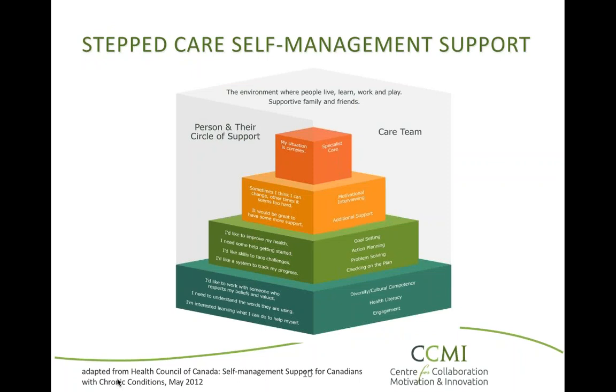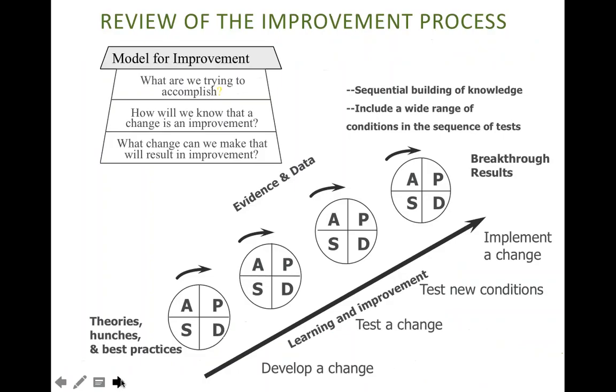This is the model that I just mentioned. As discussed in previous webinars, self-management support can be stepped up to meet people's needs. As you go up the steps, the topics at the lower level will still need to be addressed. Today's webinar addresses quality improvement, which is on the second step. This is based on the foundational step beneath it of diversity, cultural competency, health literacy, and engagement.